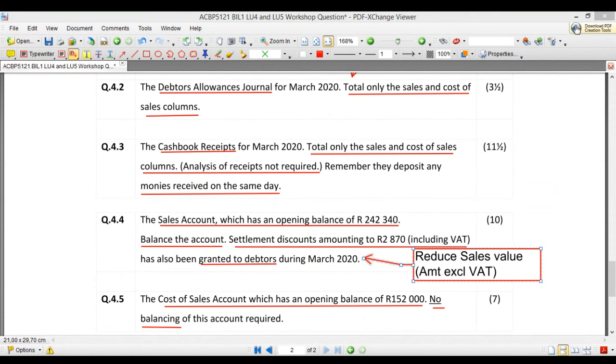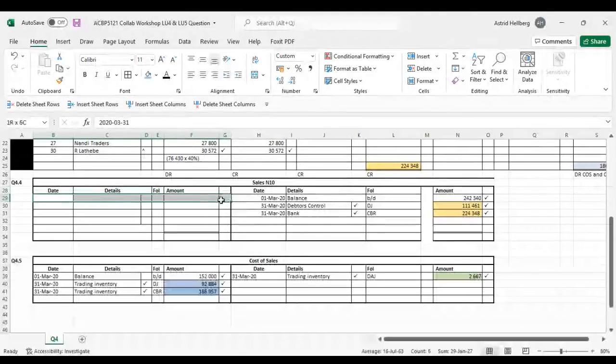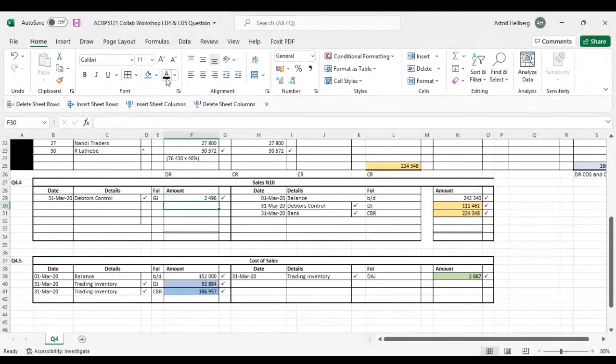So I'm just going to share the Excel again. Okay, so because we know we've got settlement discounts and it will reduce the sales amount, you will then capture that sales transaction. So you take the 2,870, you multiply it with 100 over 115 to get the VAT exclusive amount.